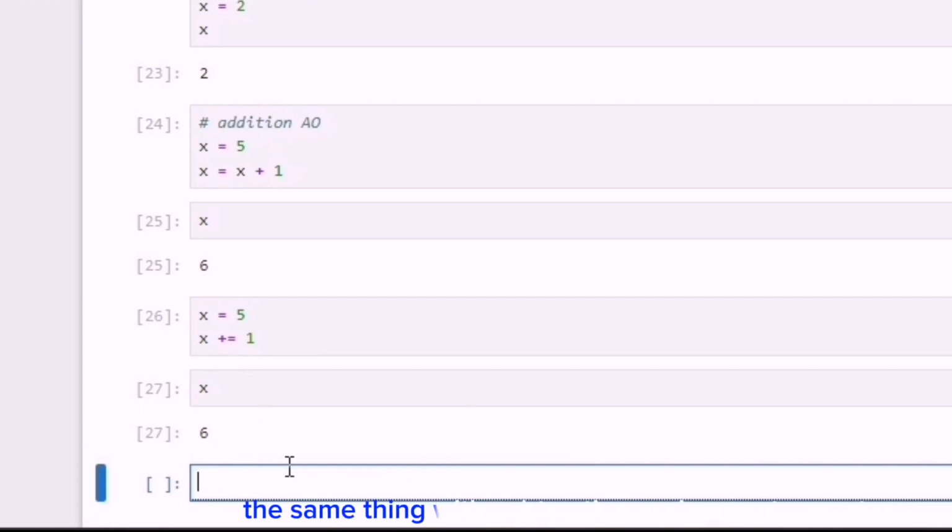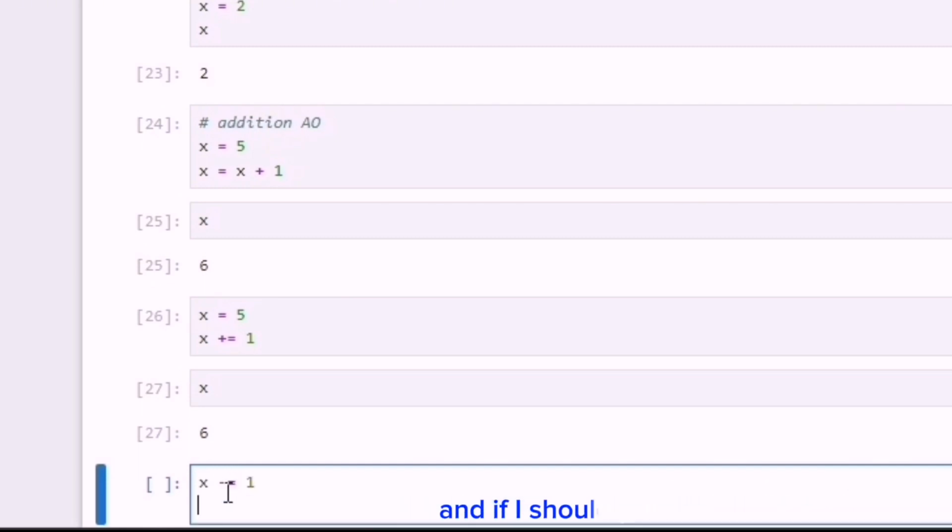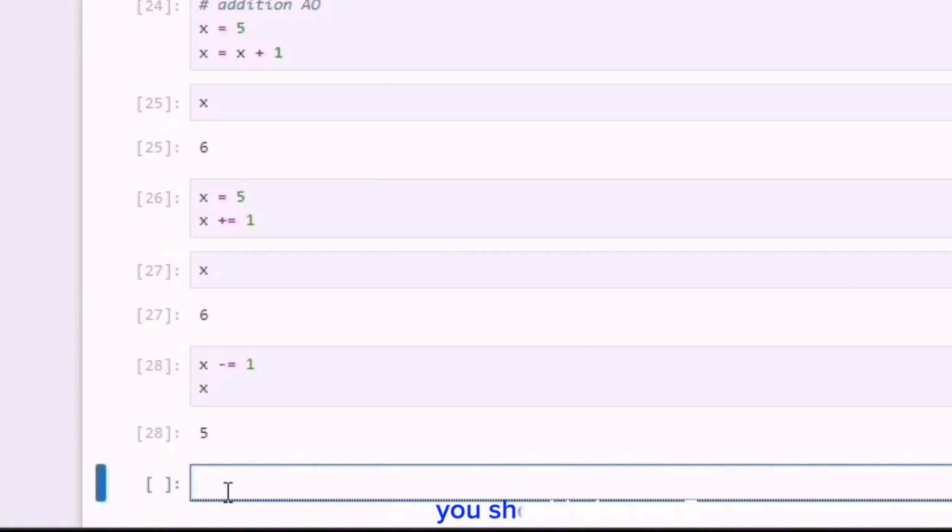The same thing with the subtraction assignment operator. If I have x is equals to 6, because currently x is equals to 6, and I want to subtract 1 from x now, I'll simply say x minus equal to 1. And if I print x, it should give me 5.